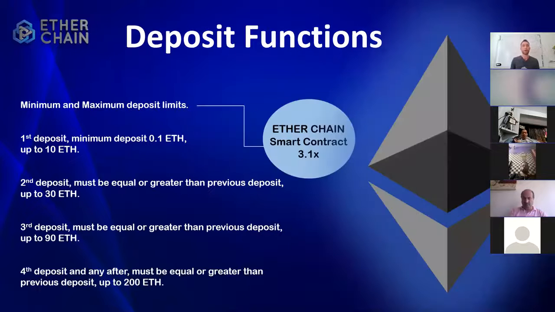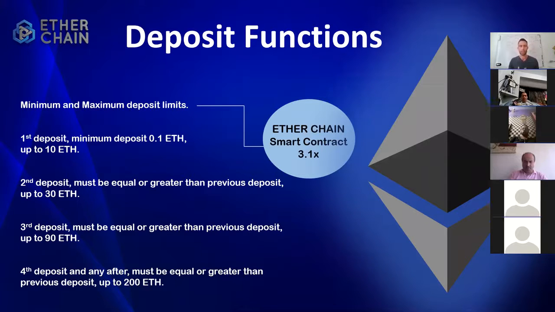pleasure. Now, looking at the deposit functions into EtherChain, we have a minimum and a maximum limit to increase the sustainability and the longevity of this fund. Now, the first deposit, you have a minimum deposit of 0.1 Ethereum and a maximum of 10 Ethereum. Once you made a deposit, you need to receive the full 310% before you can make a new. So choose your deposit wisely.